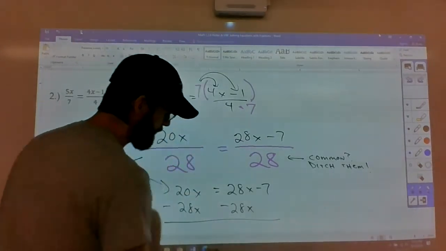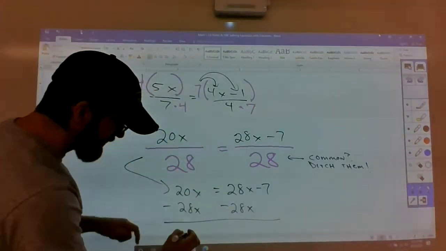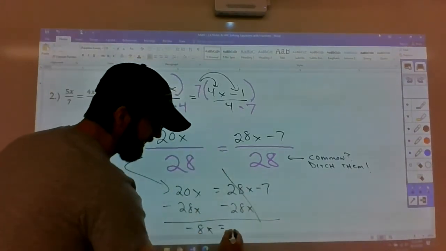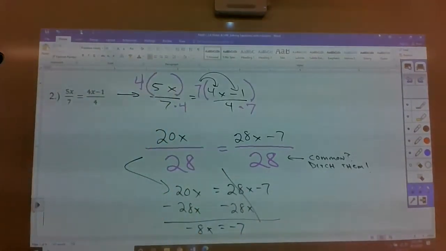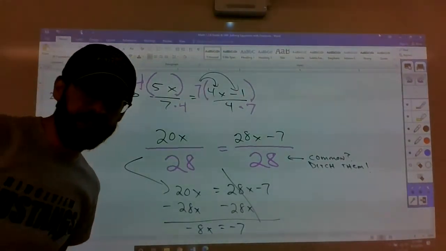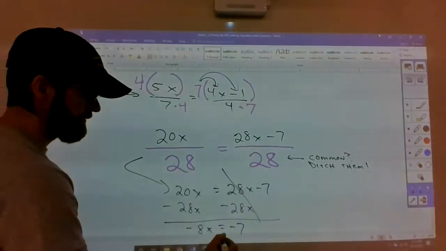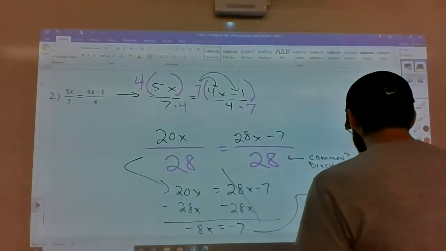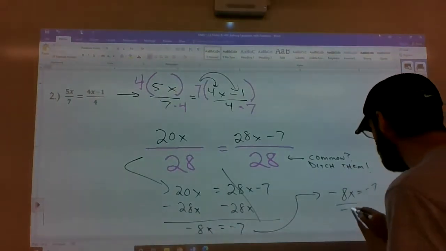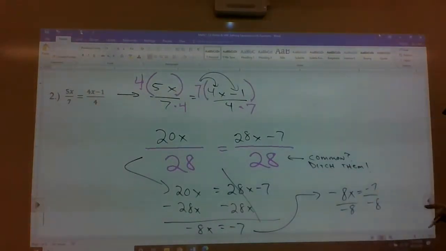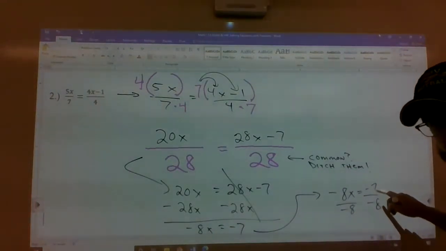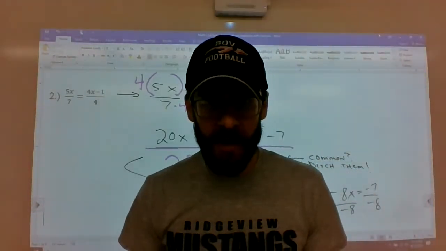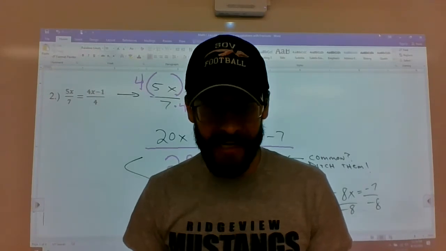from both sides. I have 20 minus 28, which is negative 8x, equals 0 minus 7, so negative 7. Make sure you pay attention to the negatives. All right, I'm running out of room here, so I'm going to go over here. I have negative 8x equals negative 7. Divide by negative 8 on both sides. A negative divided by a negative is a positive. I've been seeing a lot of you guys making that mistake multiple times. Negative over negative equals a positive value.